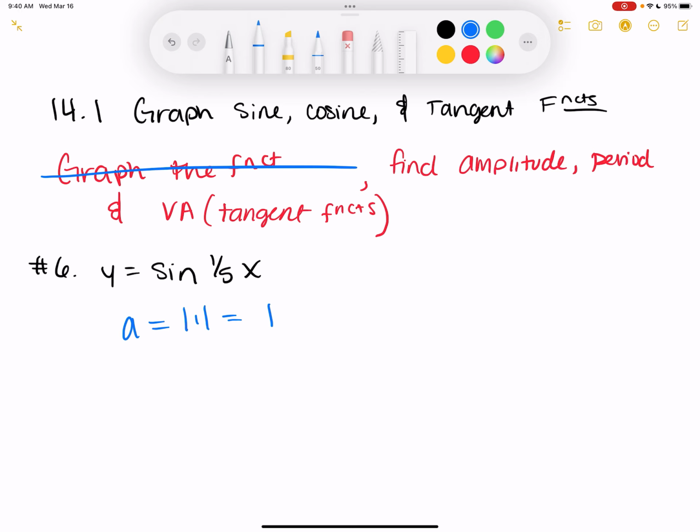Okay, for a sine function, period is equal to 2 pi over the absolute value of b. So in this case, it's 2 pi over 1/5. If I divide by a fraction, it's the same as doing what? Keep, change, flip, multiply by the reciprocal. So that would be 2 pi times 5, so 10 pi. So the period for that one is 10 pi, amplitude is 1. And you're done.